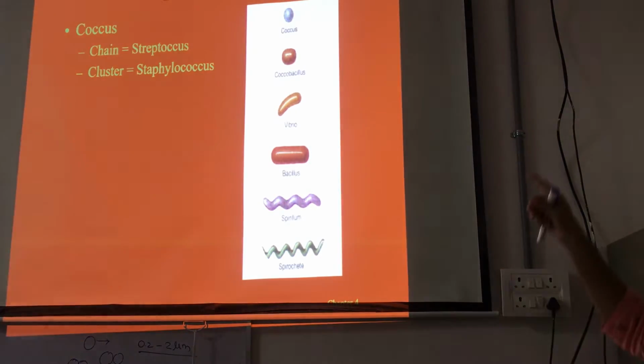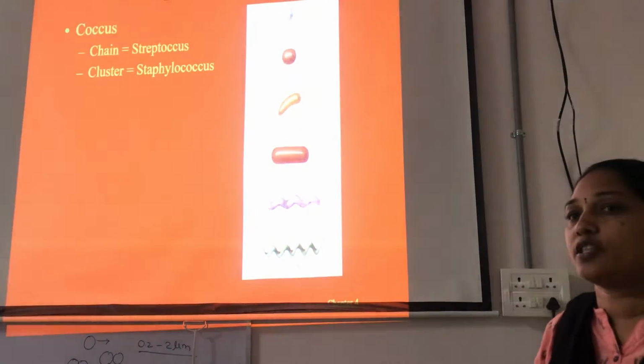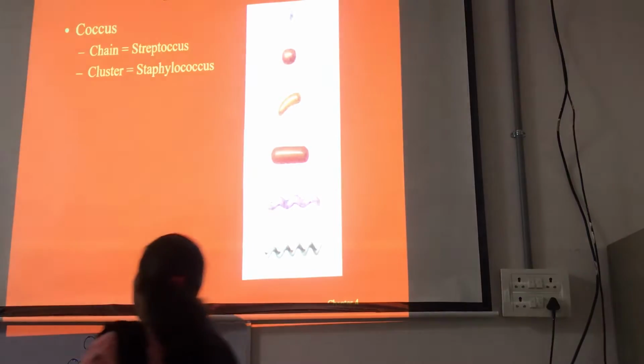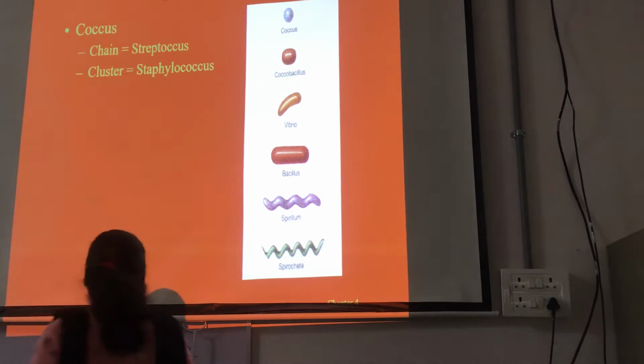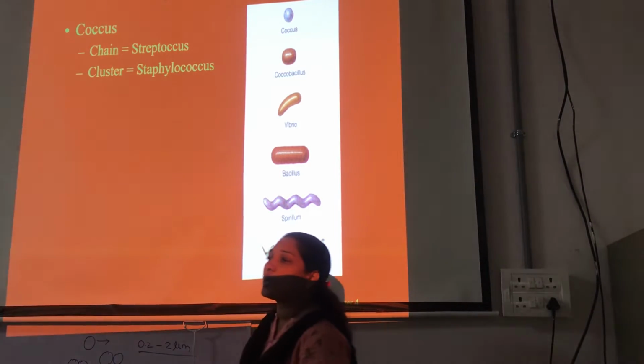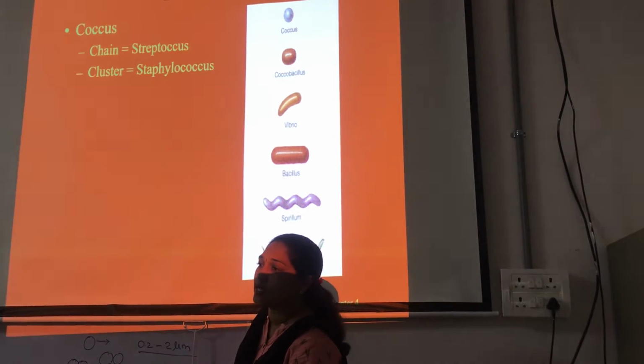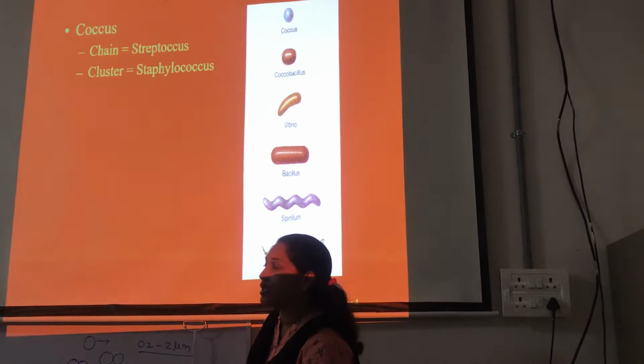Right? That you call as streptococcus, in the form of a chain. Cocci forms are arranged one after the other in a chain. These are called streptococcus. Cocci forms which are arranged in the form of a chain are called streptococcus, right?